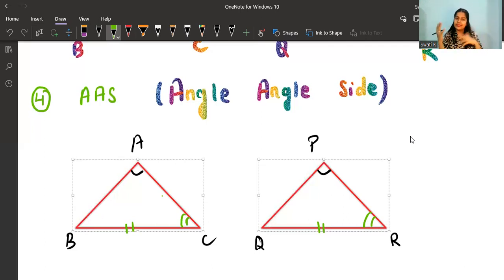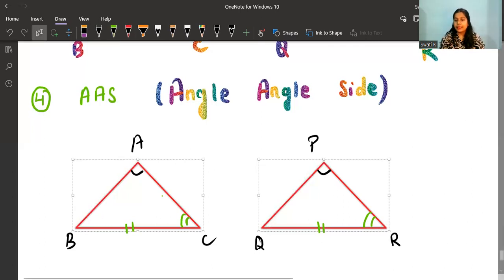So just try to understand the difference between angle angle side and angle side angle, okay, because it's very important to understand the difference between these two. And it's also very clear from the words themselves. In angle angle side, angle comes and then side comes. In angle side angle, angle comes, then side comes, then angle comes, right? So in that case we can write down the congruency.